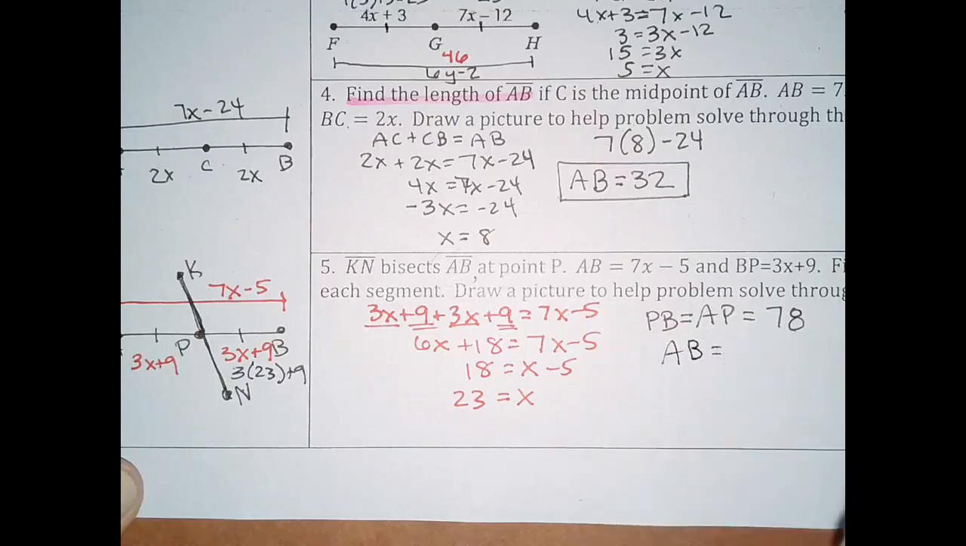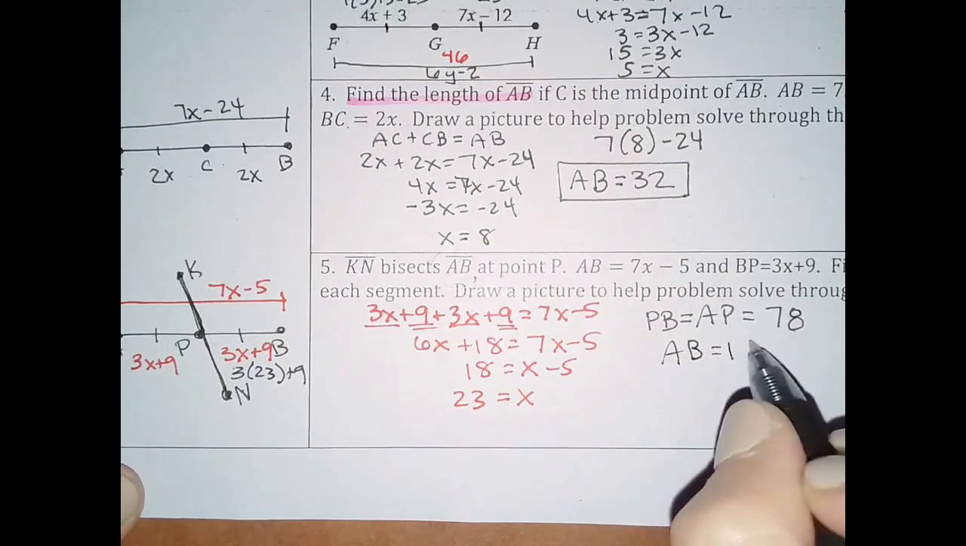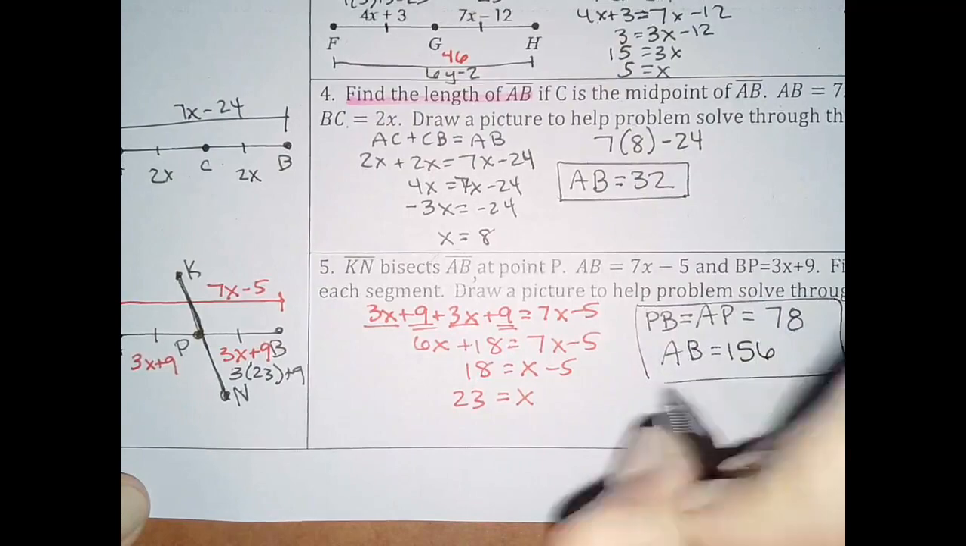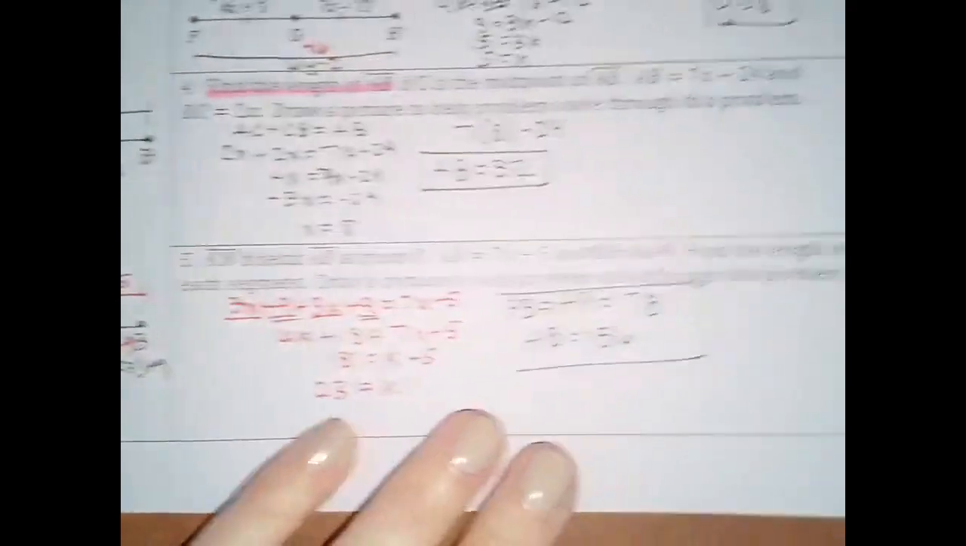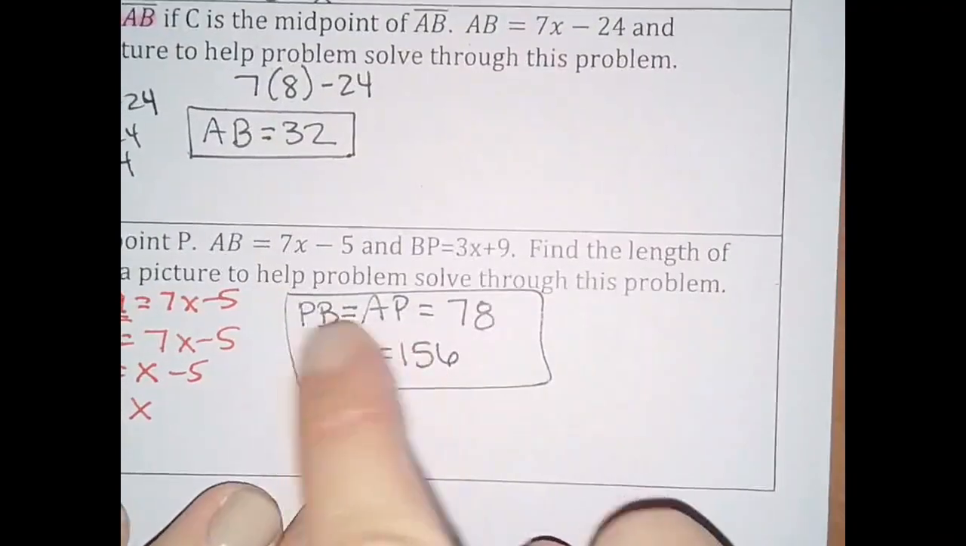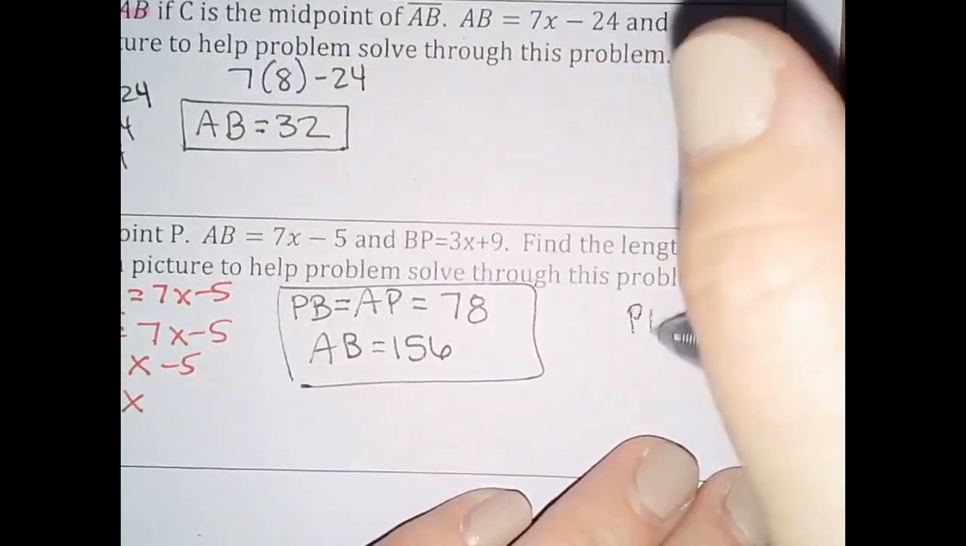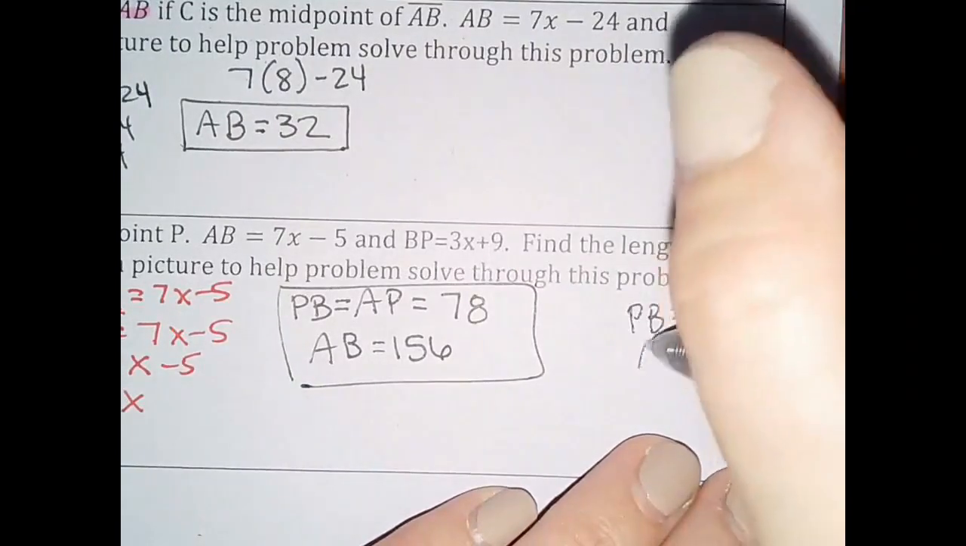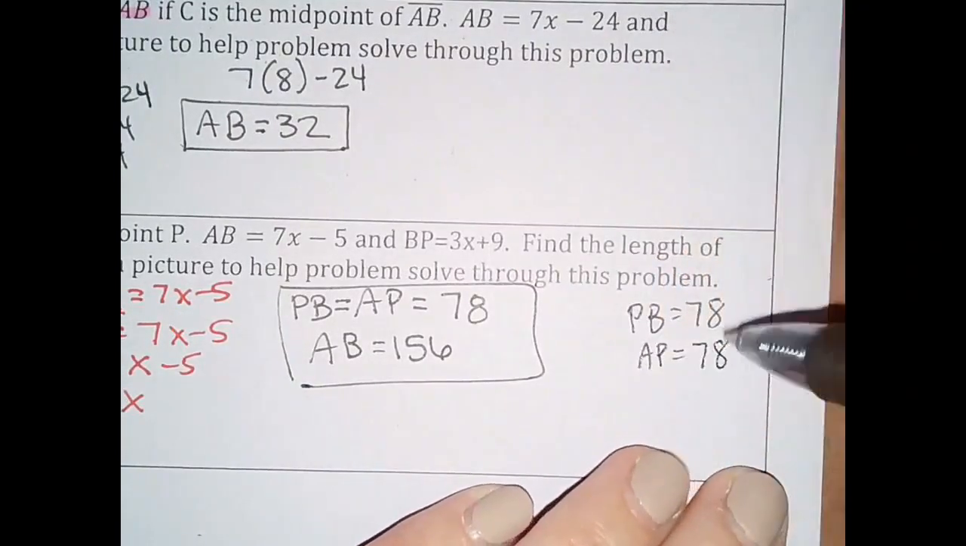You can write it like that. If you don't really like the look of this, you can absolutely write PB equals 78. AP equals 78. AB equals 156. You can break it up like that if you want to as well.